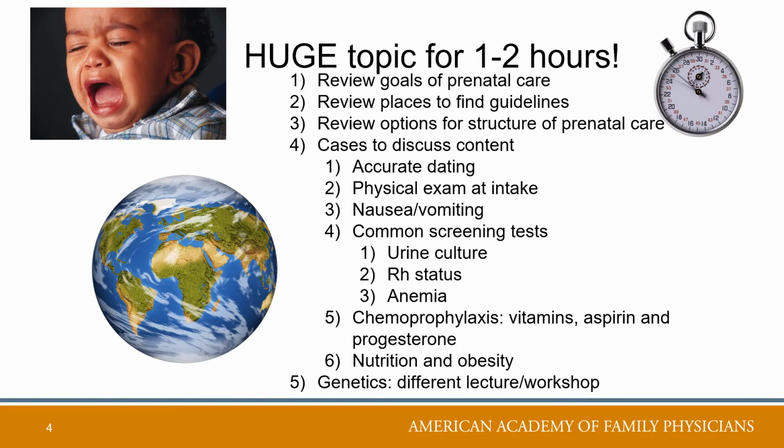We want you to be able to think about accurate dating, physical exams at intakes, nausea and vomiting, common screening tests, including tests like a urine culture, Rh status, and anemia. We want you to be able to think about chemoprophylaxis. We want you to think about nutrition, obesity, and then we're not going to talk about genetics, but it is important to learn about genetics as you go through your residency.